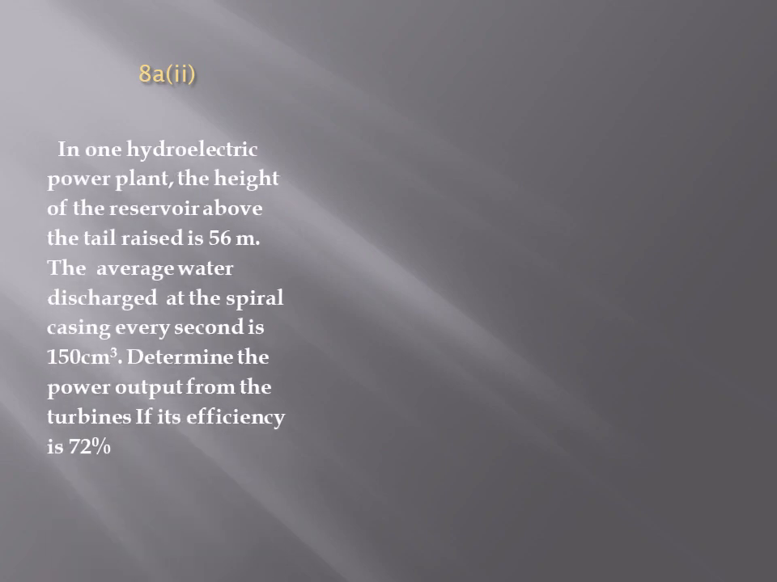Question number 8A Roman 2. It says in one hydroelectric power plant, the height of the reservoir above the tail race is 56 meters. The average water discharge at the spiral casing every second is 150 centimeters cubed. Determine the power output from the turbine if its efficiency is 72%.